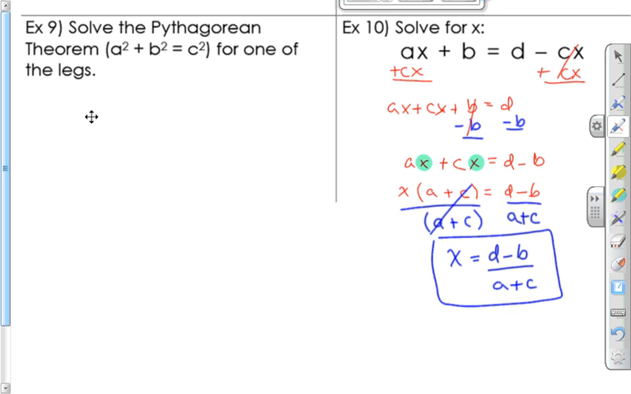Let's look at the Pythagorean theorem question. We're asked to solve for one of the legs. Let's choose a. We could begin by subtracting b squared from both sides.